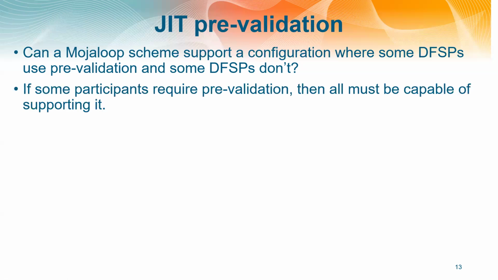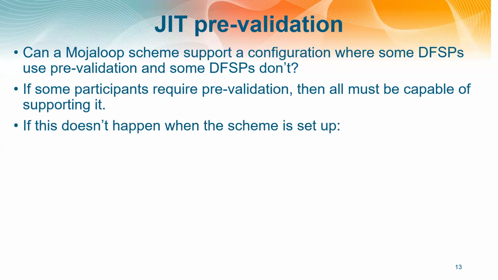So the answer basically is, if some participants require pre-validation, then all the participants must be capable of supporting it. And this isn't simply a question about small institutions. It can just as easily be a question about large institutions in a Mojaloop scheme, if those institutions want to support cross-border payments, because as we've said, where you support cross-border payments, you're dealing with institutions which are regulated perhaps in quite different ways. And you definitely need a pre-validation phase to ensure that the payment you're proposing can be made.